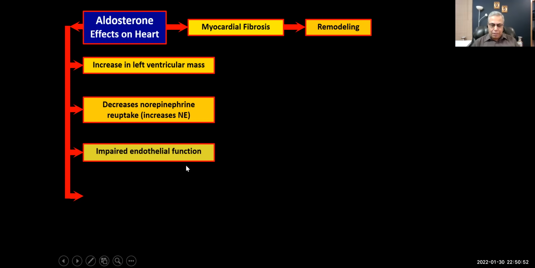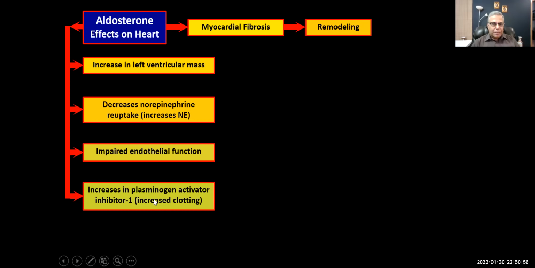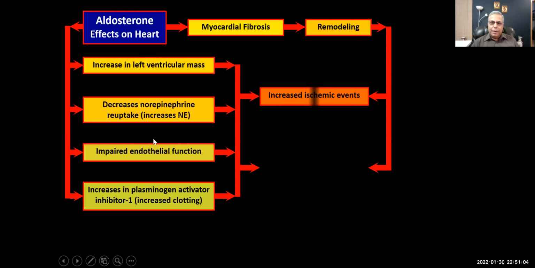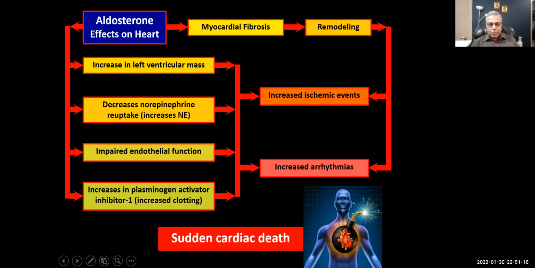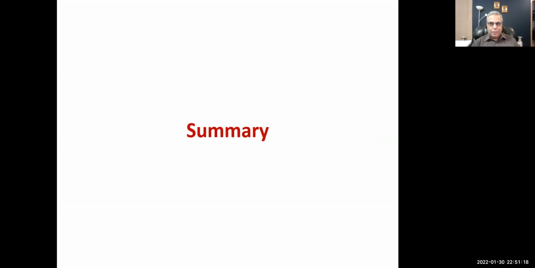So impaired endothelial function. Endothelial cells are the cells lining the blood vessels, and there is an increase in plasminogen activator inhibitor, which means it is going to increase clotting. So all of these are bad effects, right? And there is a risk of increased ischemic events and a risk of increased arrhythmias because of these catecholamines, okay? And that could lead to sudden cardiac death, right?